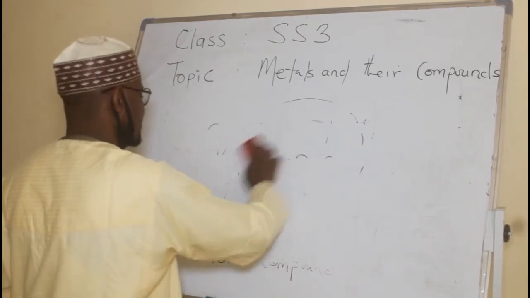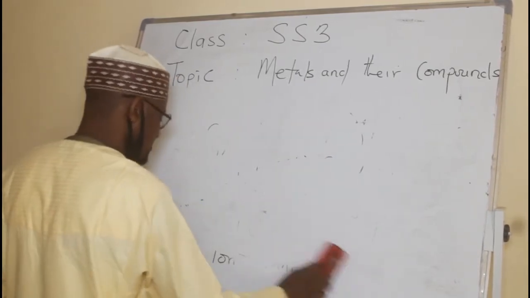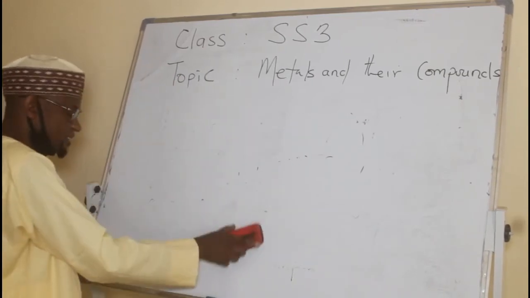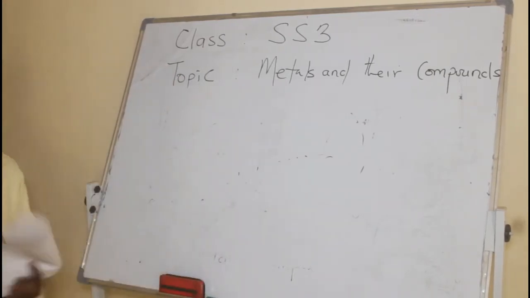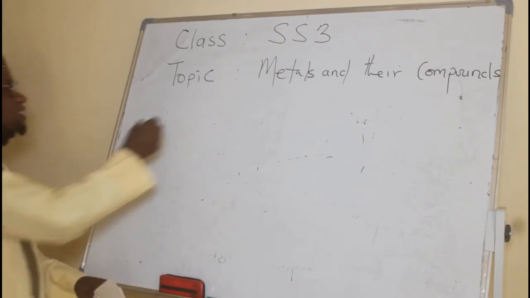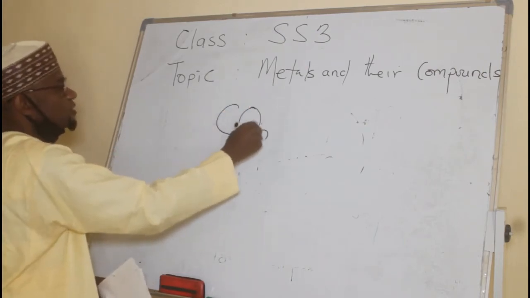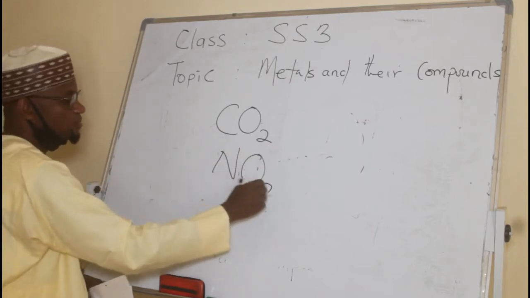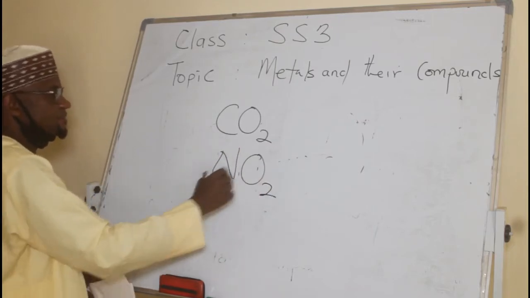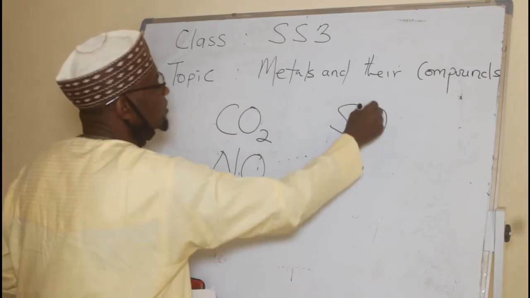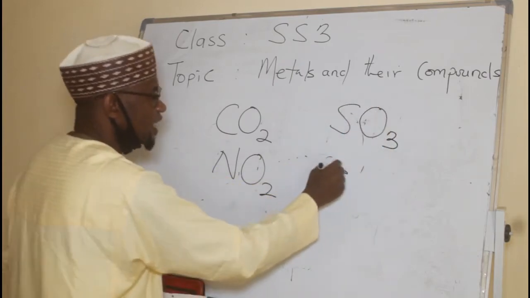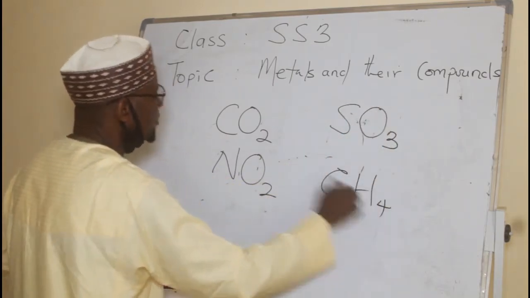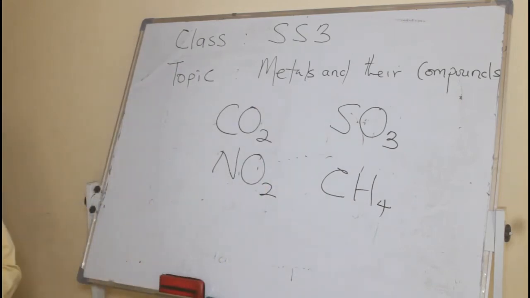When you look at many compounds, organic compounds, even some inorganic compounds, you find out that non-metals react with themselves. For example, carbon is a non-metal, oxygen is a non-metal. Nitrogen is a non-metal, oxygen is a non-metal. Sulfur is a non-metal, oxygen is a non-metal. Carbon is a non-metal, hydrogen is a non-metal. So all these compounds are a combination of non-metals by themselves. So non-metals can react with metals and they can react with themselves.